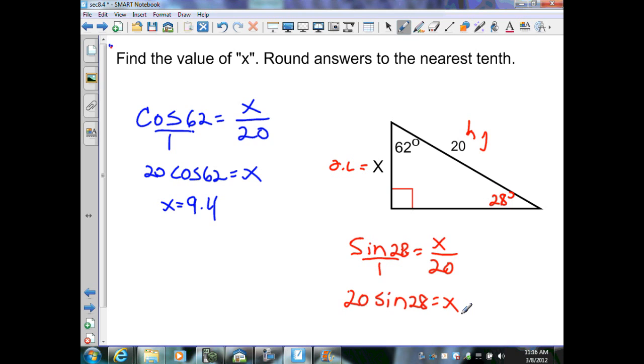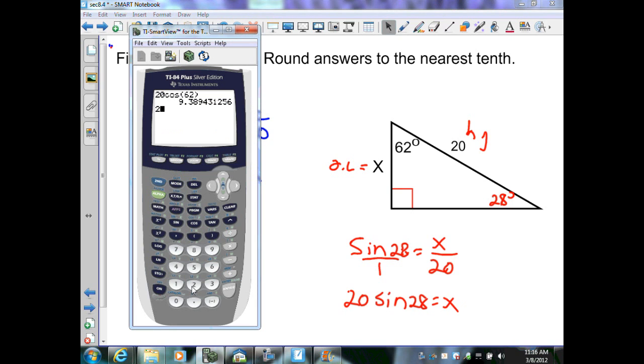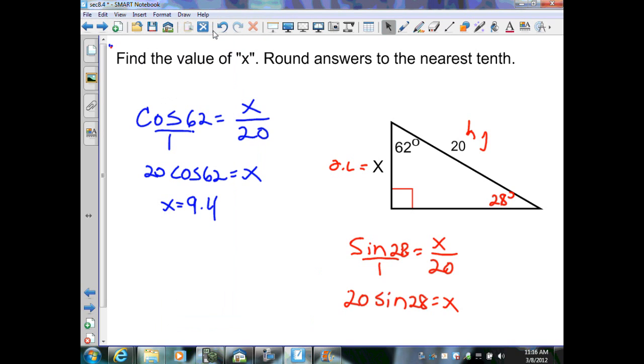Now I just substitute that into the calculator. 20 sine of 28, I should get the same value for x. If you notice on the screen, I kept the one up here for cosine, and now I have the one for sine, and they are the exact same value, 9.4, when rounded to the nearest tenth. Therefore, it doesn't matter which acute angle you use, as long as you use the appropriate trig ratio associated with the identified sides of the triangle.